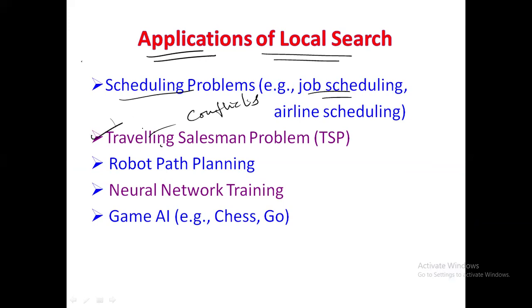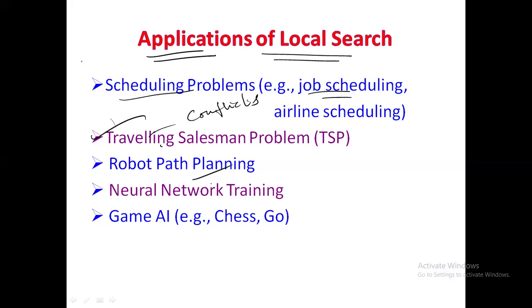The next application is the traveling salesman problem, TSP. The TSP requires finding the shortest possible route for a salesman visiting multiple cities exactly once before returning to the starting point. Local search algorithms like hill climbing, simulated annealing, and genetic algorithms are commonly used to find near optimal solutions efficiently.